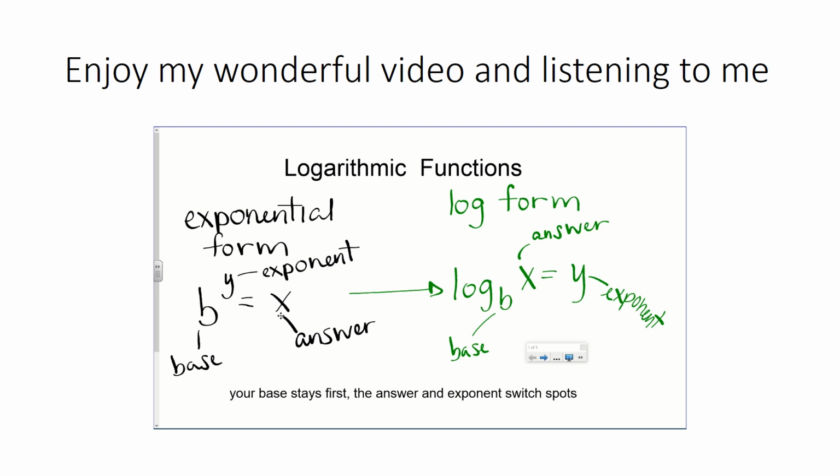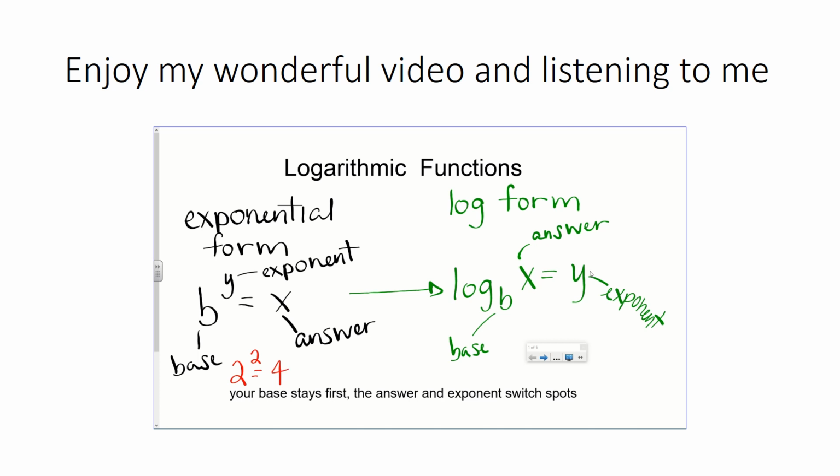Hold on, let me plug in my markers. We all know my wonderful technology skills here. All right, so I would have 2 squared equals 4. So that's what you're used to seeing, a number raised to a power equals a whole number.